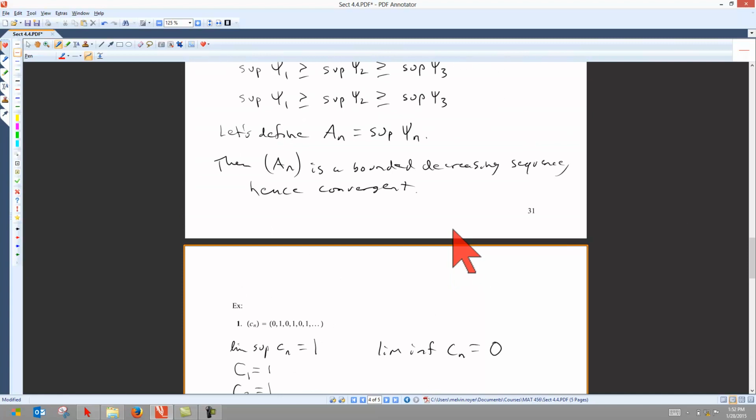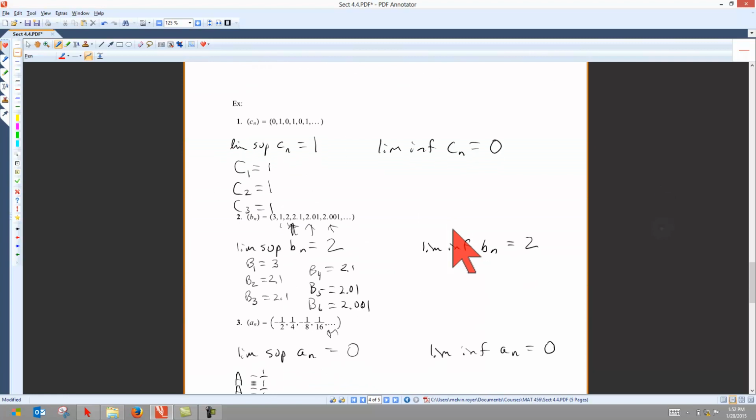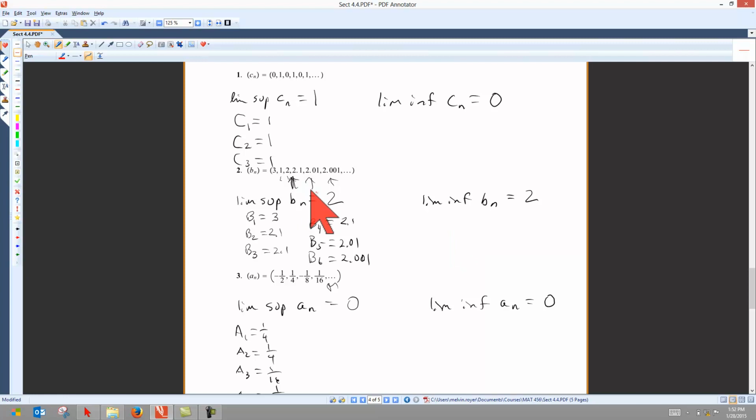So you can kind of see that back here, perhaps. The lim sup of this sequence is 2. If I drew the elements, you see there's 1 at 3, and 1 at 1, and 1 at 2, and then 1 at 2.1, and 2.01, and 2.001, and so on. Lots of stuff stacking up here.